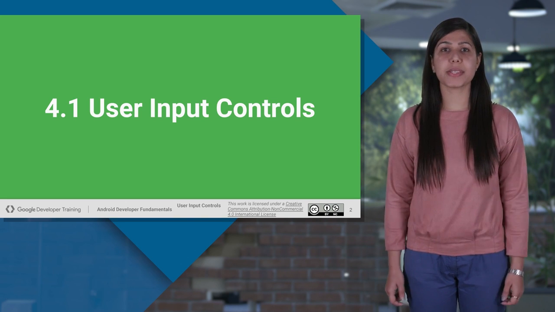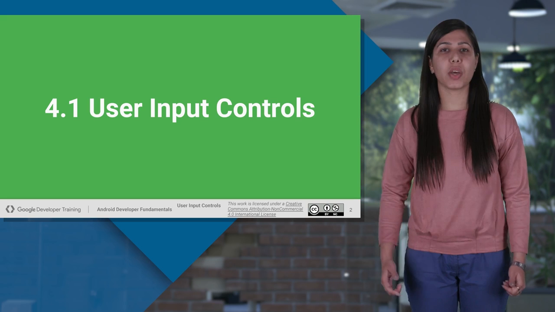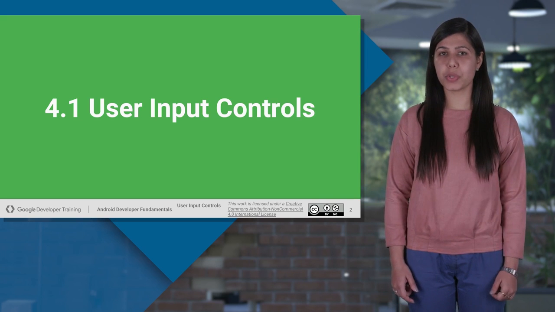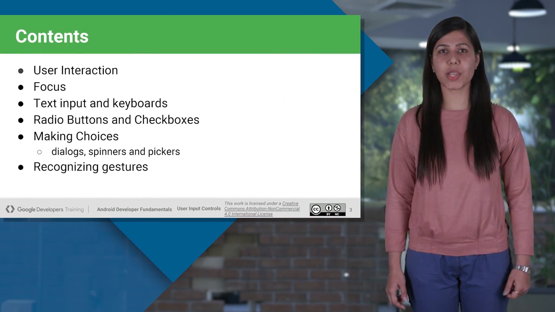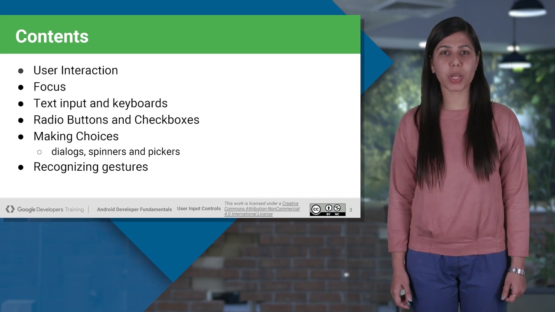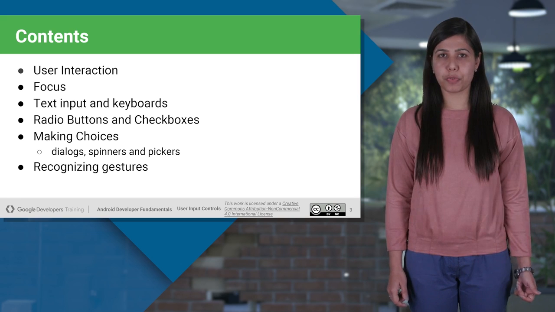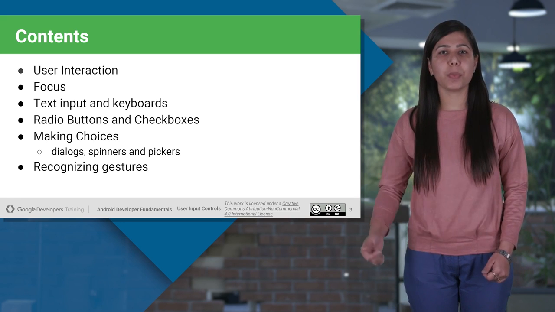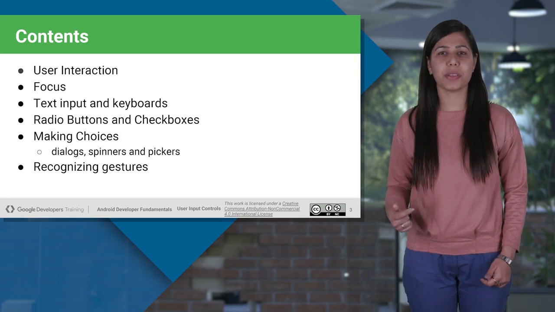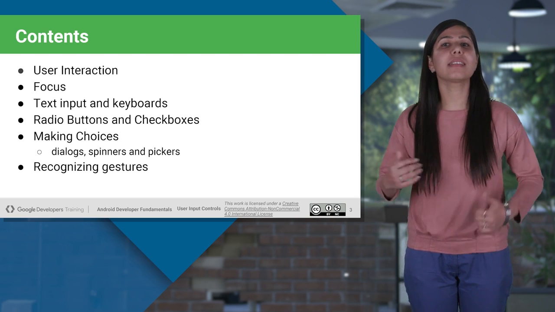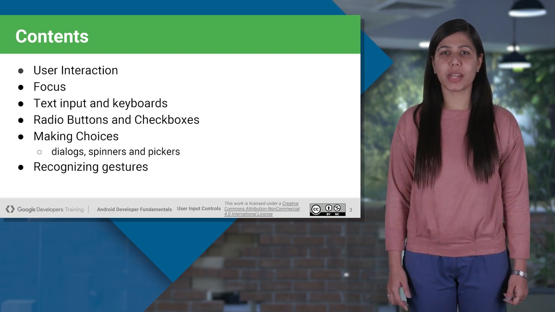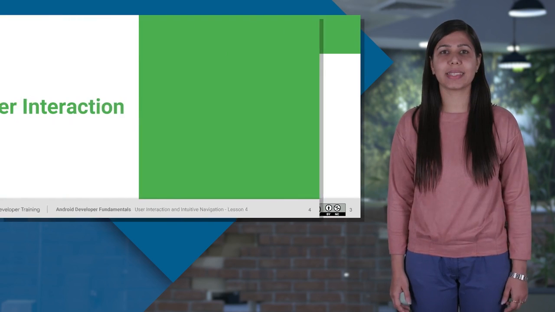The user interface of your mobile app displays data on the screen and allows users to interact with it. So, in this lesson, we will talk about user interaction, how focus works, taking text input from the users, working with radio buttons, checkboxes, dialogs, spinners, date pickers, time pickers, and touch gestures. It's a long list, so let's get going.